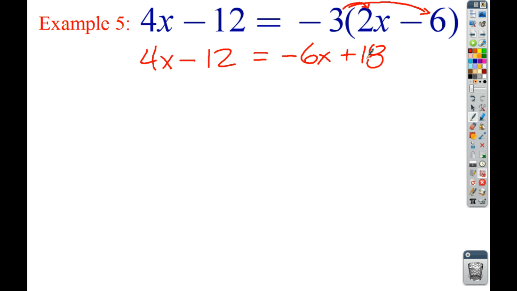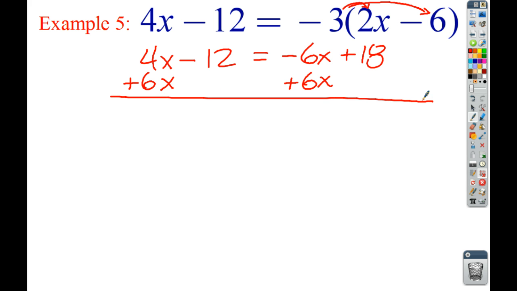So let's go ahead and get the x's. I only want them on one side, so there's 4x here and -6x here. I'm going to get rid of this side because it's lower, so I'm going to add 6x here. I'm going to combine all my pieces here, so 4x and 6x is 10x. Minus 12 is equal to -6x and positive 6x is 0, plus 18, so I get positive 18.